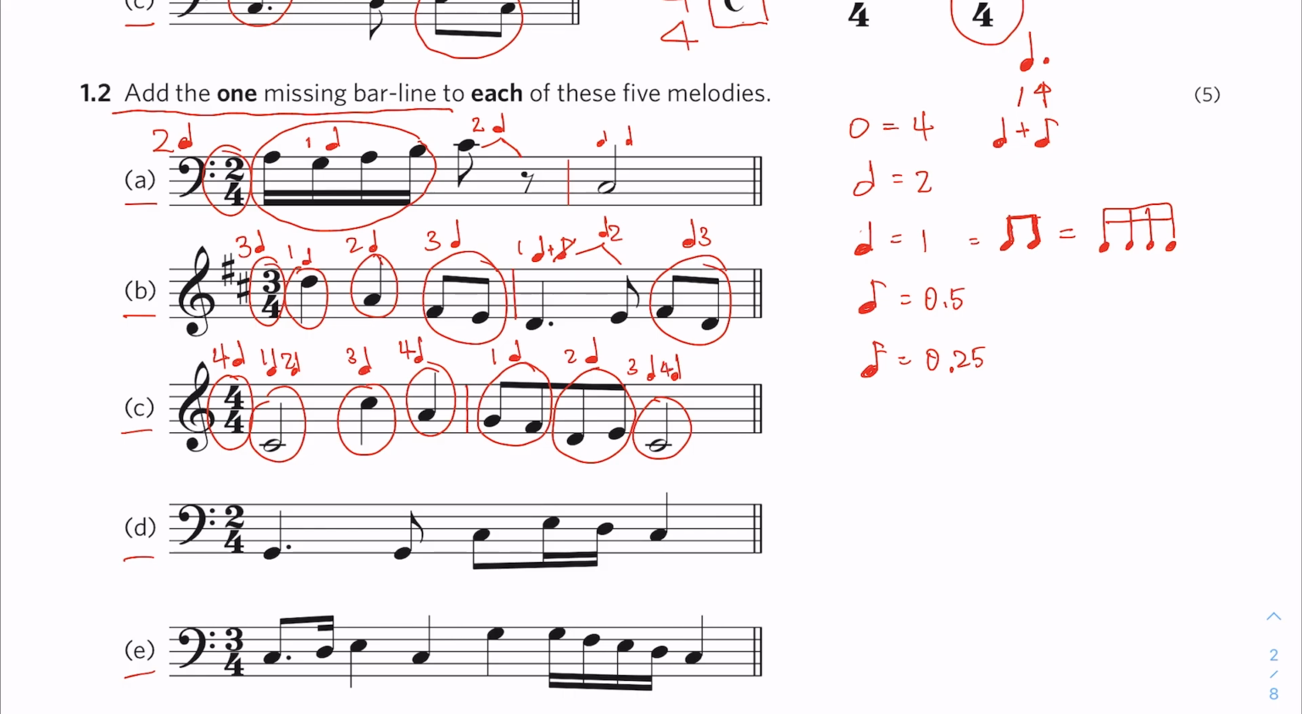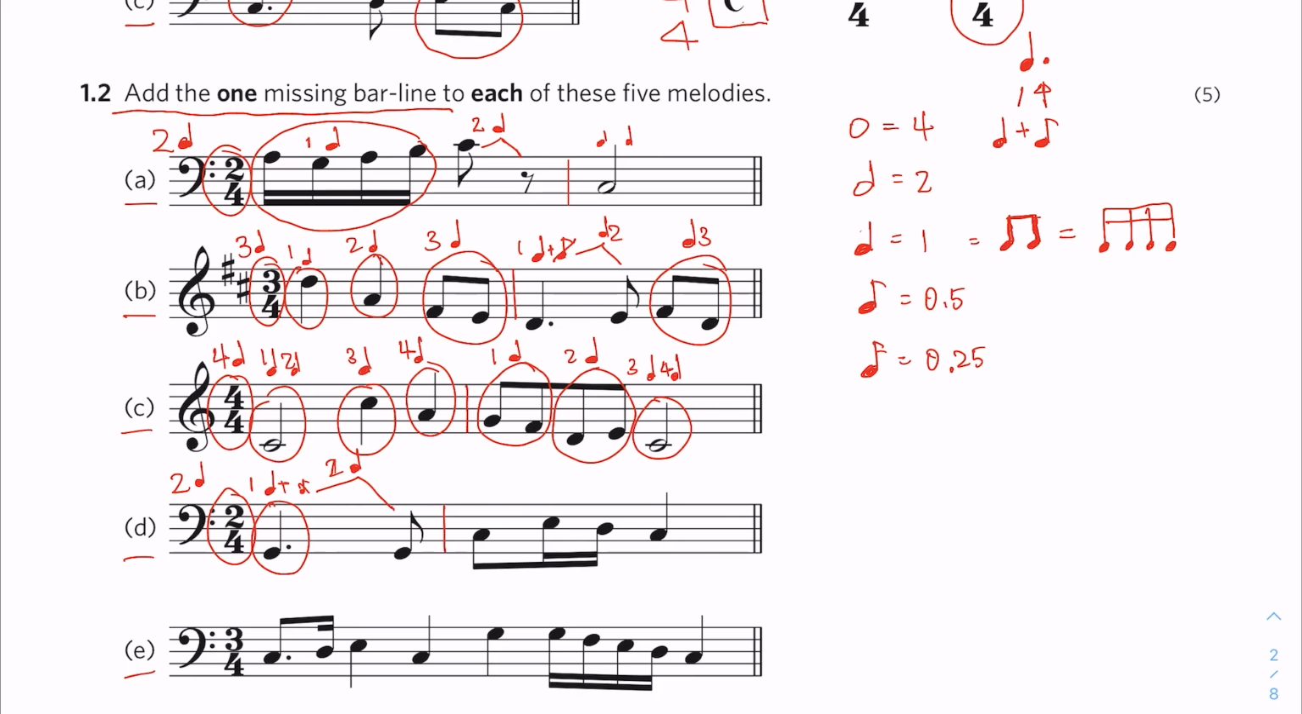Question D, we've got a 2/4 time. 2/4 time means 2 crotchet in every bar. The first note is a dotted crotchet, which is a crotchet plus a quaver. I make a quaver smaller because quaver is not my unit. I need to add another quaver to make it into a crotchet. I've got 1 crotchet here, cross this out. This is another crotchet too. Oh, so that's my 2 crotchet already. I'm going to put a line here.